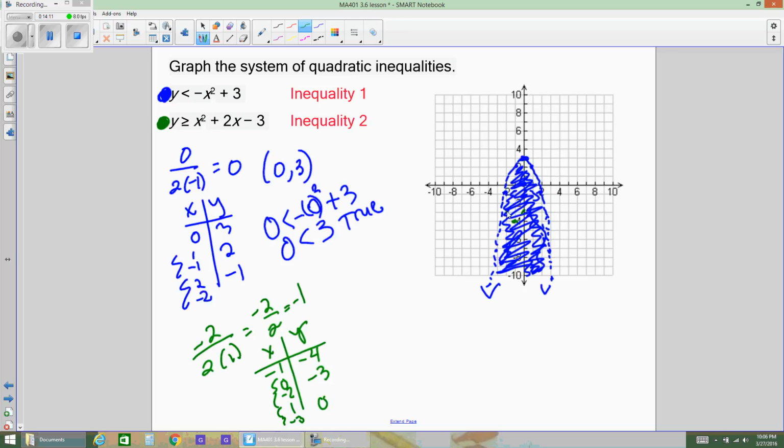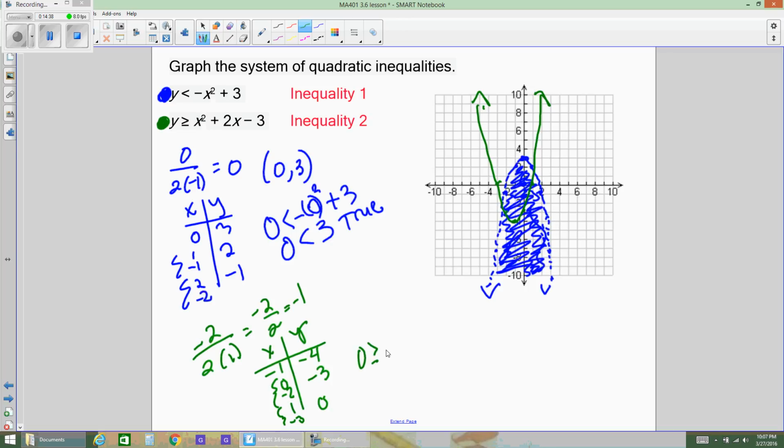And now I'm opening up. And my line type is supposed to be solid. I came in a little bit too wide, but that's okay. Nobody's perfect, right? We'll pretend that's okay. And then we get to test 0, 0, so let's plug that in.